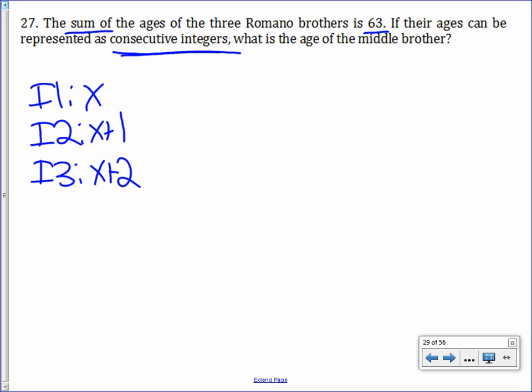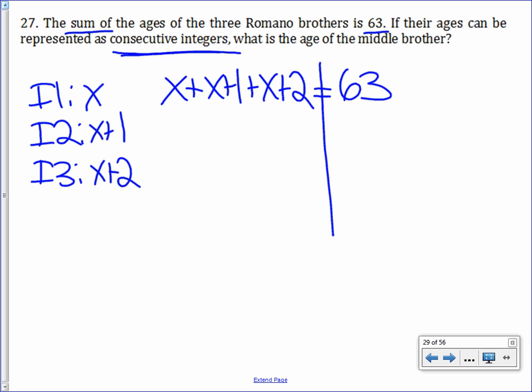Now, the sum of the ages is 63. So, x plus x plus 1 plus x plus 2 equals 63. From here, I solve the equation, combine like terms, isolate, and subtract first.